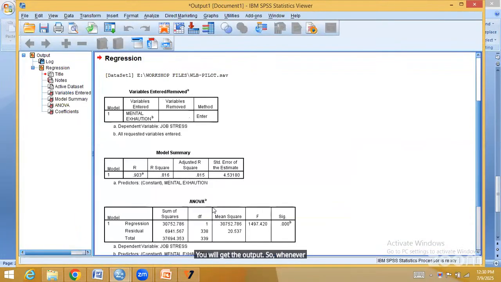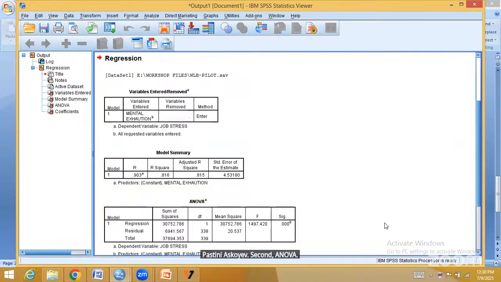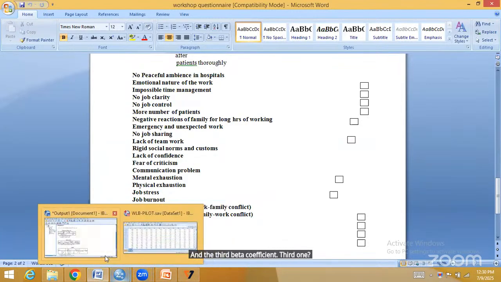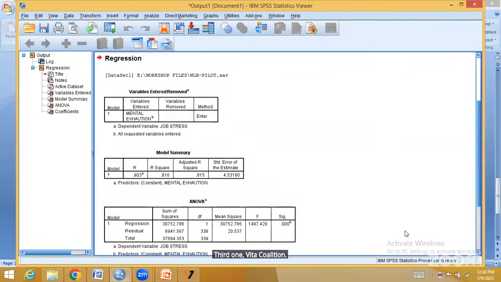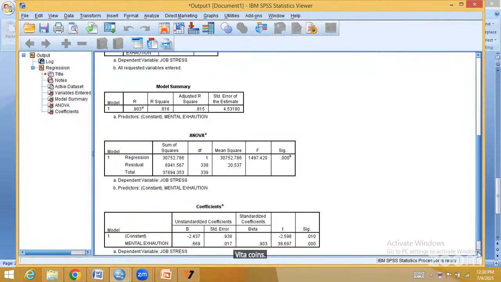Whenever we use regression, you always consider some statistics. Firstly, R square. Second, ANOVA. And third, beta coefficient. See, here the R square is 0.816, which means mental exhaustion has 81.6% influence on job stress.